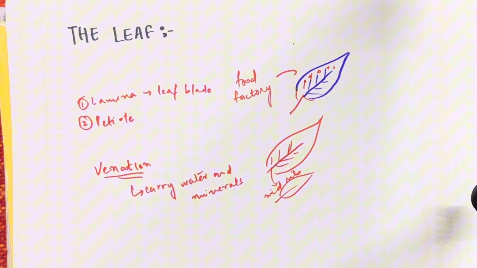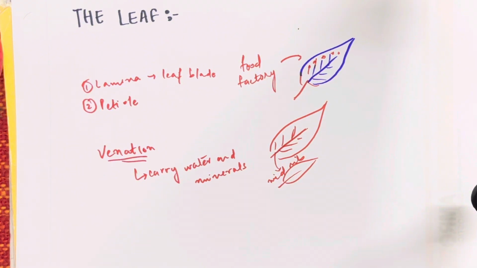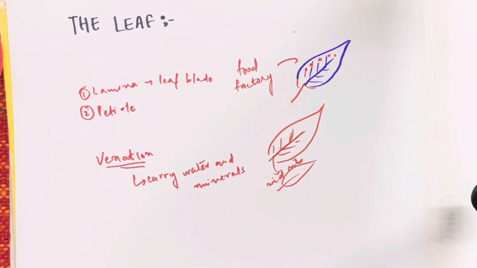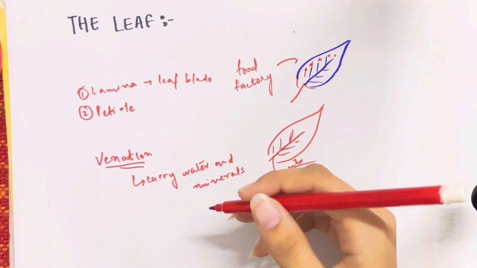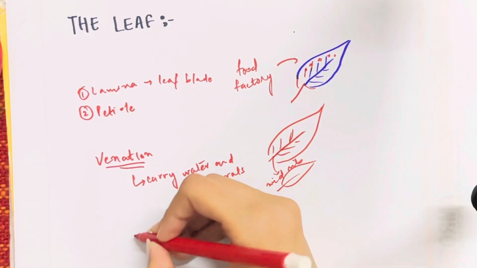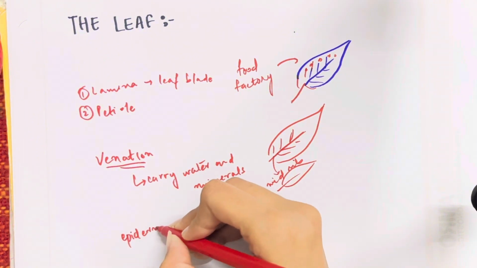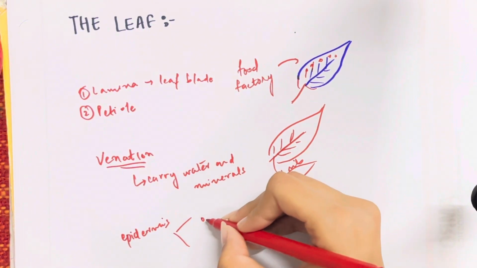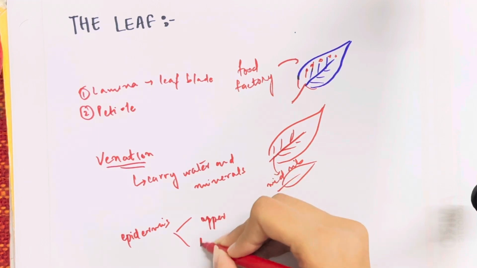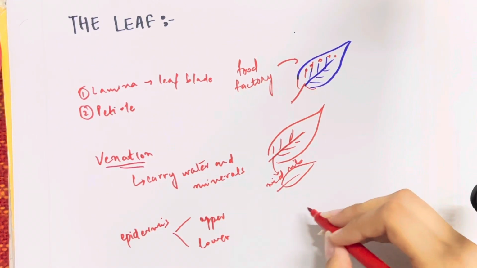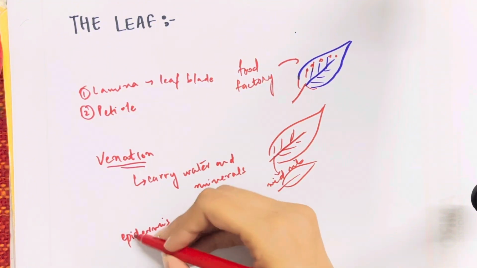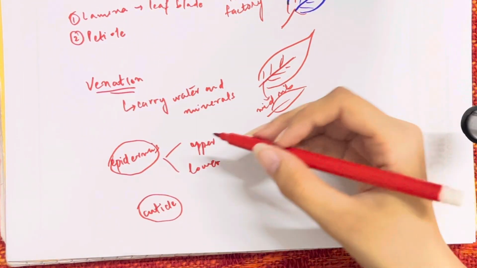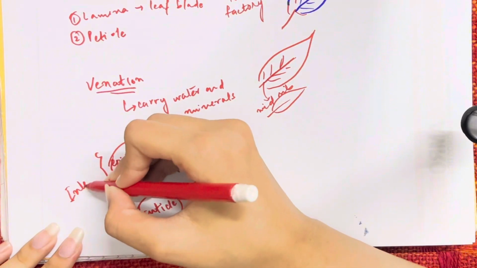All right, let's talk about the internal structure of a leaf. When you talk about the internal structure of a leaf, you need to remember certain structures, such as how the internal or transverse section of a leaf looks. It consists of the epidermis. The epidermis consists of two parts, the upper part and the lower part. It has a waxy covering over it that is known as the cuticle. These are two very important structures when you talk about the internal structure of leaves.